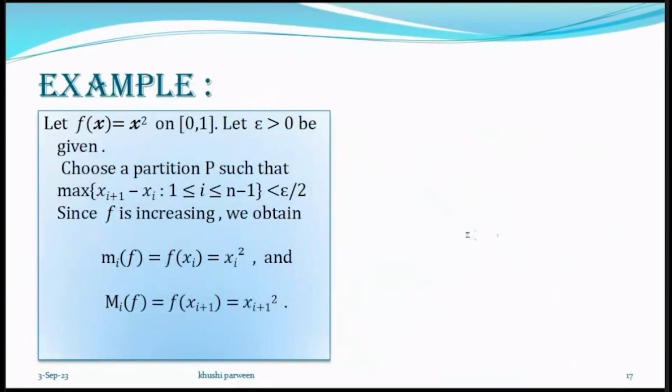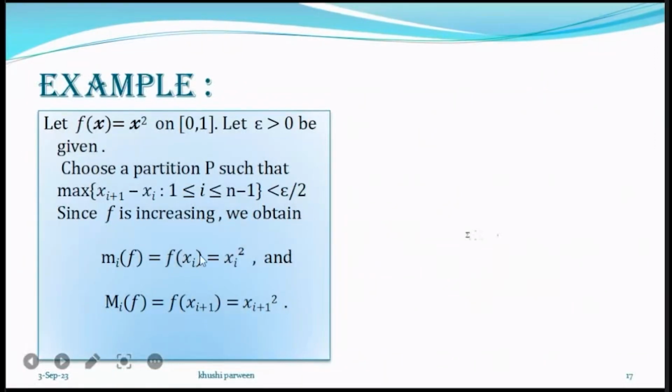Now I am going to present an example as an application of this theorem. Here we consider a function f(x) equal to x square on the closed interval [0, 1]. Let epsilon greater than 0 be given. So choose a partition P such that the max of x_i minus x_(i-1), for i between 1 and n, is less than epsilon by 2. The max of this is less than epsilon by 2.